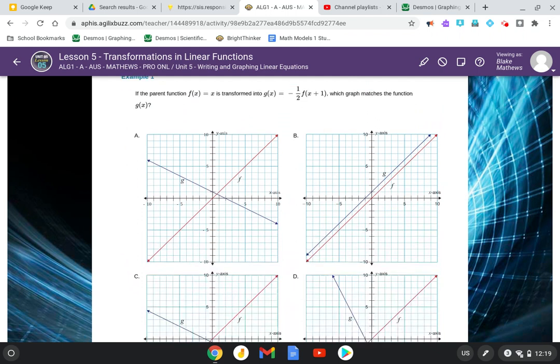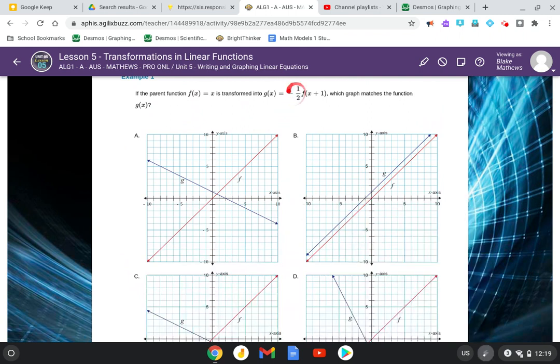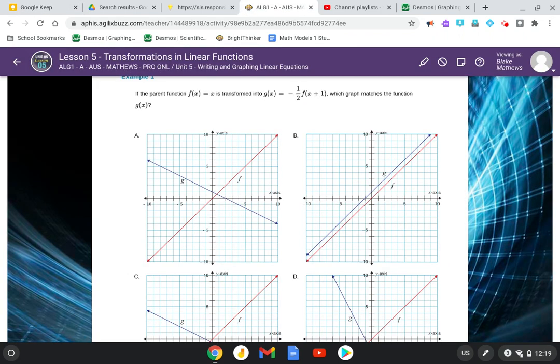So it says, if the parent function of f of x equals x is transformed into the following: negative 1/2 f times x plus 1. Which graph matches the function? So let's determine which two things have occurred. First things first, we notice there's a negative, a 1/2, and a 1 added. So the negative tells me, going back to my chart, that I have a reflection. So we need a reflection. The 1/2 tells me we need a vertical compression. It's going to be compressed, it's going to be reflected, and it's going to be shifted.